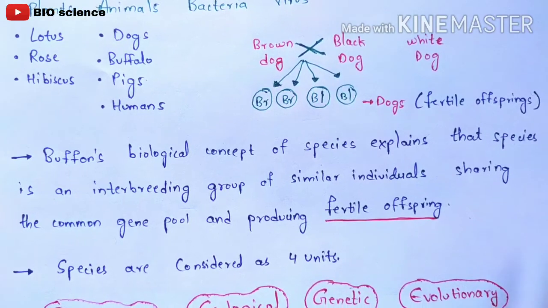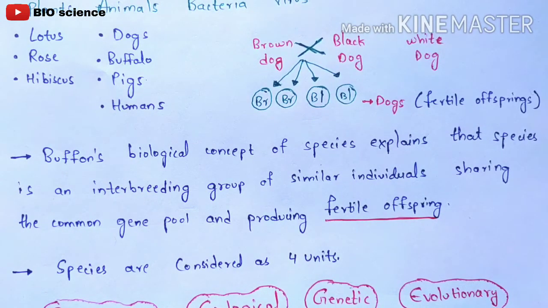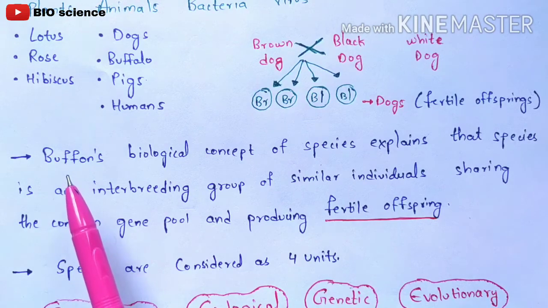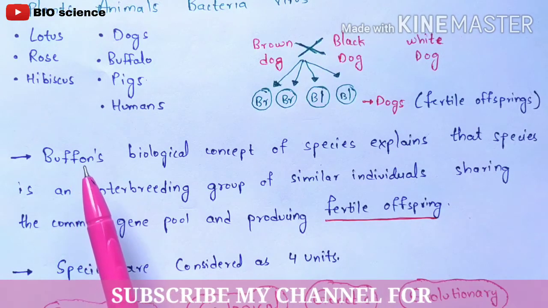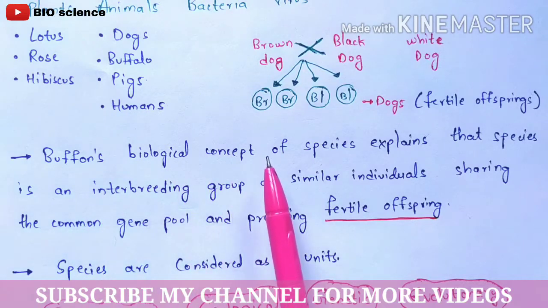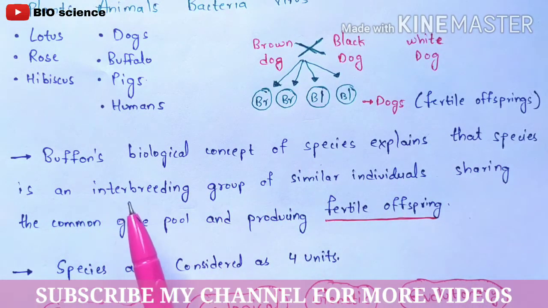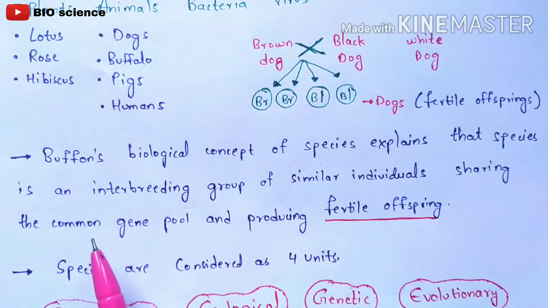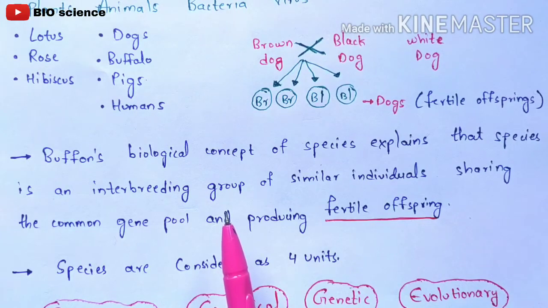There are many theories which have been proposed by different scientists, and among them Buffon is one of the scientists who gave the theory of species. So what is the definition given by Buffon? Buffon's biological concept of species explains that the species is an interbreeding group of similar individuals sharing the common gene pool and producing fertile offsprings. I have told you that different scientists produce different theories, but all of these theories are the same. I mean, the matter present in all of these theories is the same, so it is better to understand only one concept. That's the only reason I'm explaining only the Buffon concept here. But all the papers produced by these scientists regarding the species are also similar.